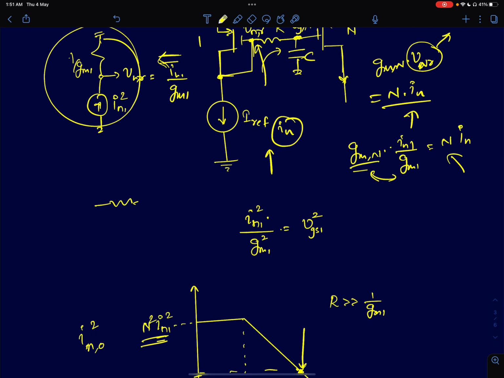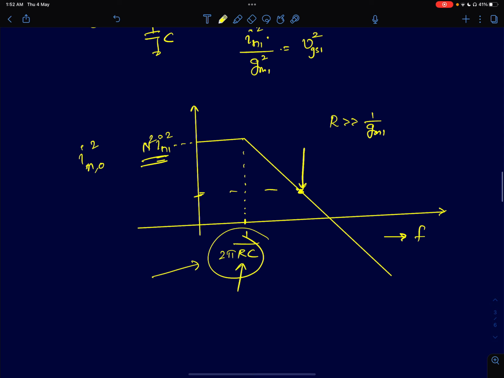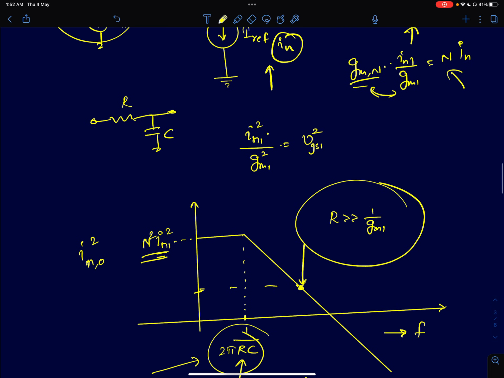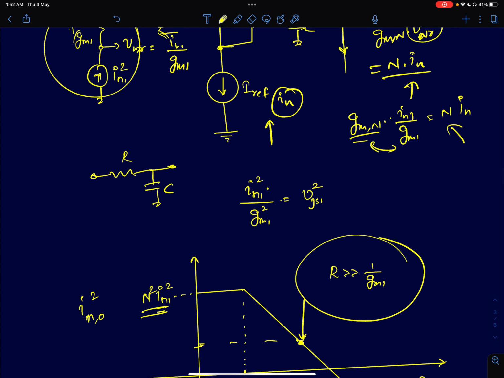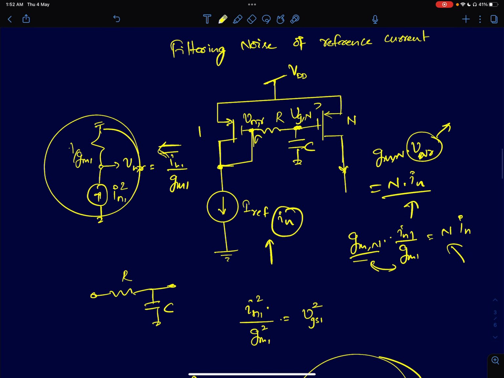And a simple RC circuit is a low pass voltage filter. So that's why we just added a low pass voltage filter. I'm not doing a more exact analysis. You can do a more exact analysis and then show that the pole actually occurs at 1 by (R plus 1 by Gm), but I'm making this assumption: R is much greater than 1 by Gm of the reference device. If I make that assumption, then this is perfectly fine. So that's it. I've just given a reasoning why we added an RC filter here.